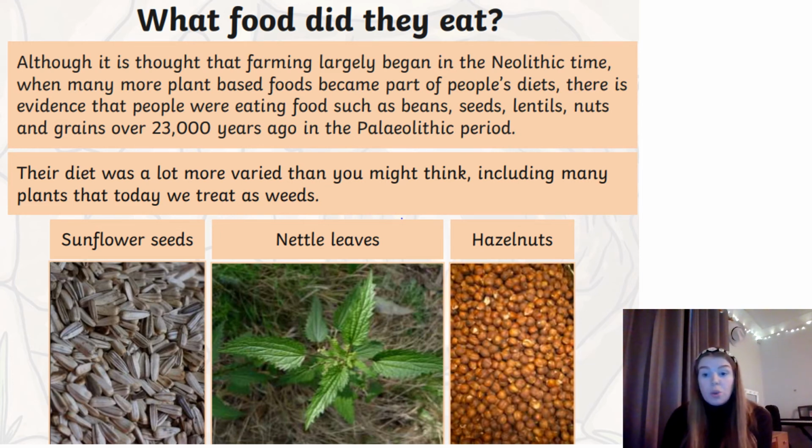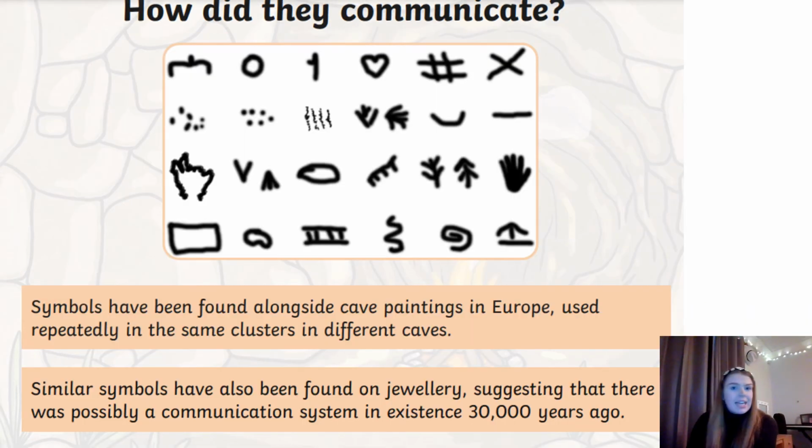Okay, so they've got sunflower seeds. So some of you might have seen some sunflowers growing recently, and in the center of the sunflower, there's lots of seeds, so they would eat those. They would eat nettle leaves, which you might think, oh, that might be a bit painful. But if you heat the nettles up and boil the nettles, you can make things now like nettle soup, and that's because when you boil it, it takes away the sting, so it wouldn't have hurt them. And then also hazelnuts.